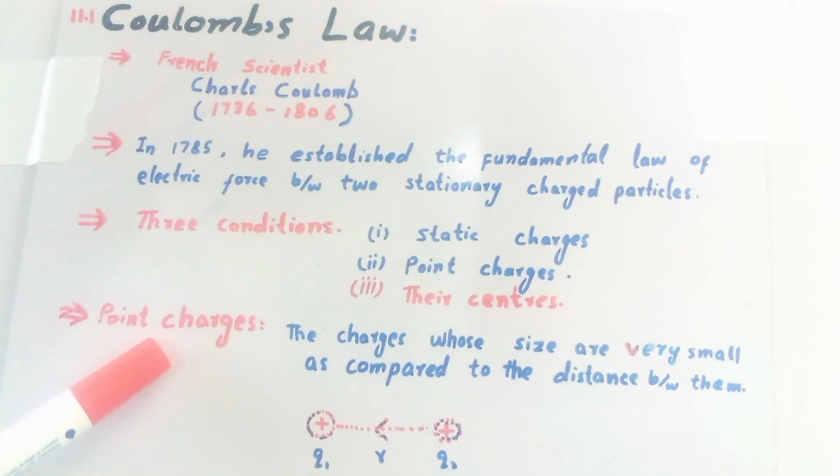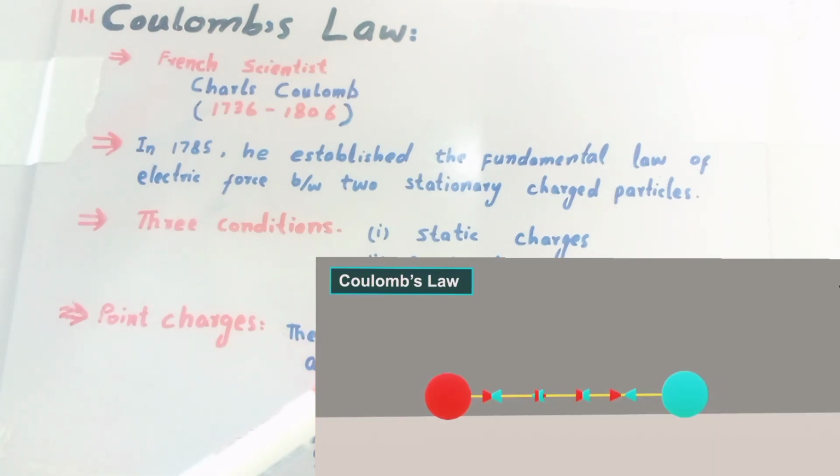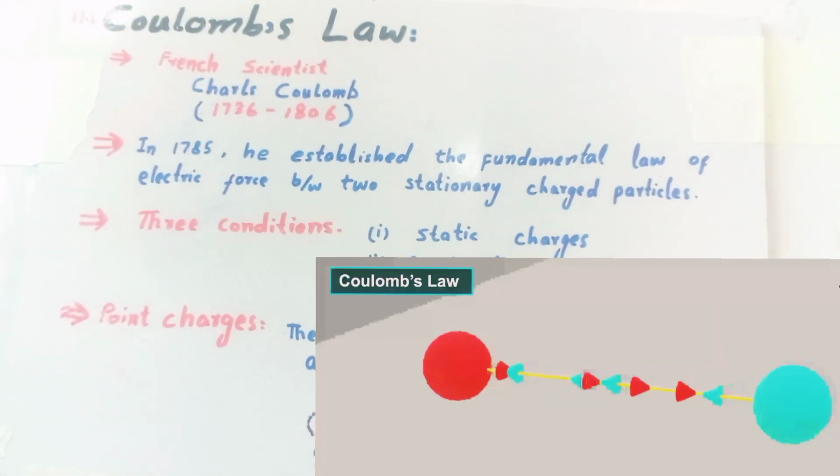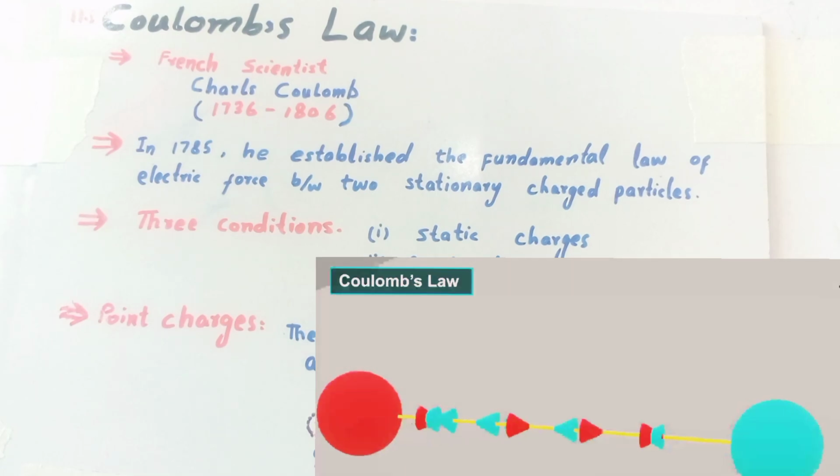Before we move to Coulomb's law, first we define point charges: the charges whose size is very small as compared to the distance between the charges.